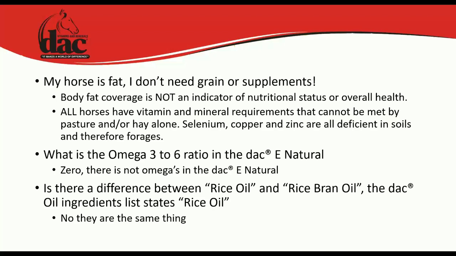All horses have vitamin and mineral requirements that cannot be met by pasture or hay alone. Selenium, copper, and zinc are all deficient in the soils, and therefore they're deficient in the forages. So if you're feeding an alfalfa and oat-based diet and you're not adding a vitamin and mineral supplement, I guarantee you your horse is deficient in selenium, copper, and zinc.